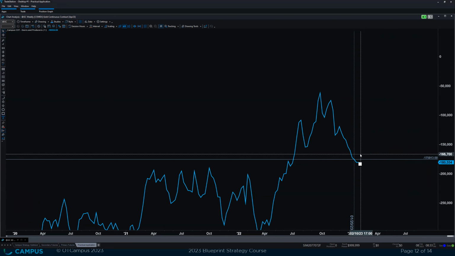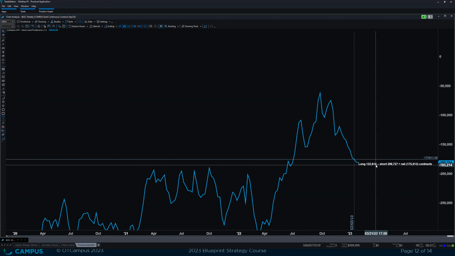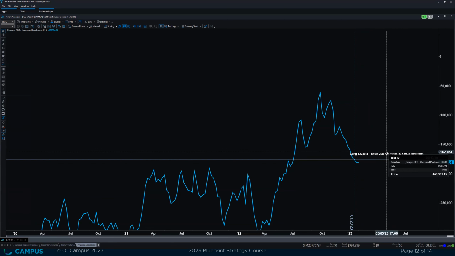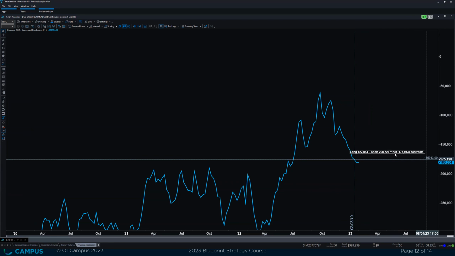So we could put that in here, right? They are long at this point here where we have the cross. They're long 122,000 contracts. They're short 298,000 contracts. So their net is 175,913, just like we see right here, right? So that's the calculation. That's the net calculation.